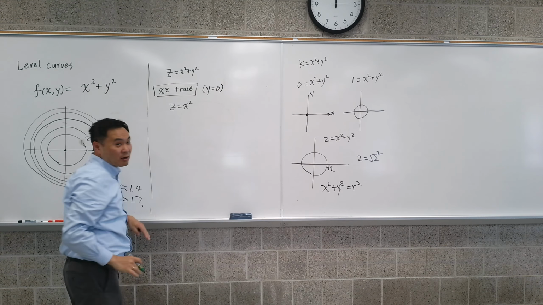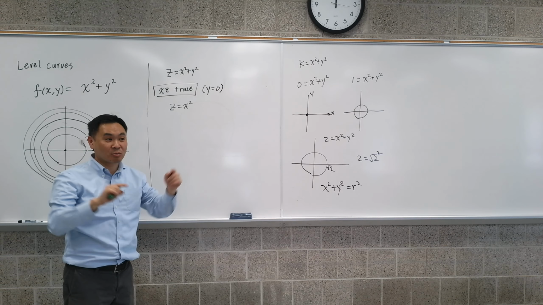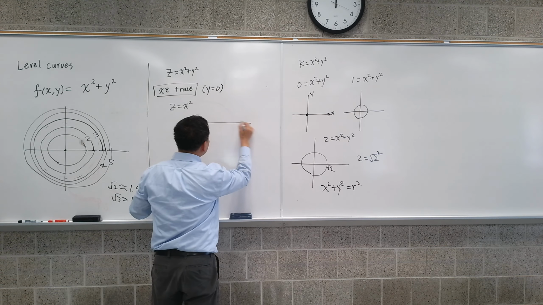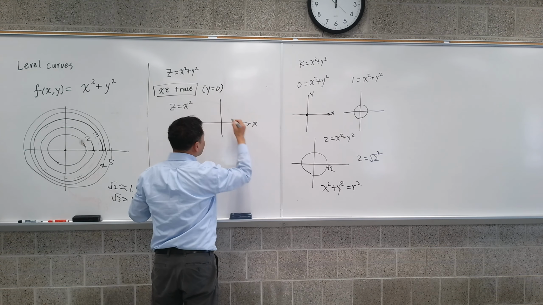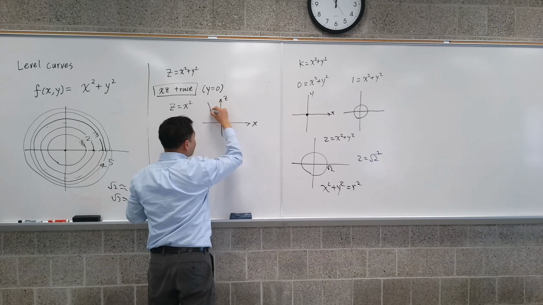Oh, I know this graph. What is x squared? Parabola, right? So if you drew this, here's x, here's z, and you're going to get this.